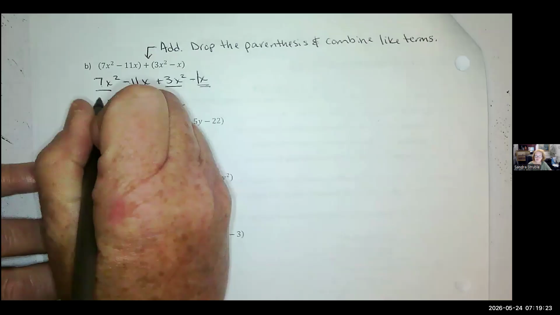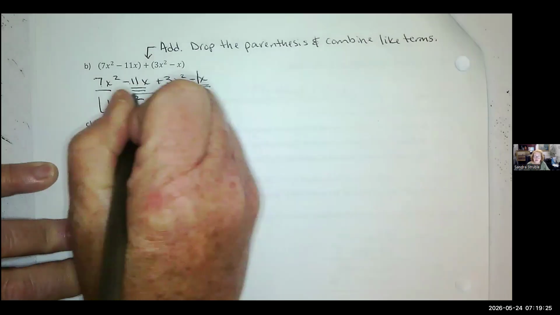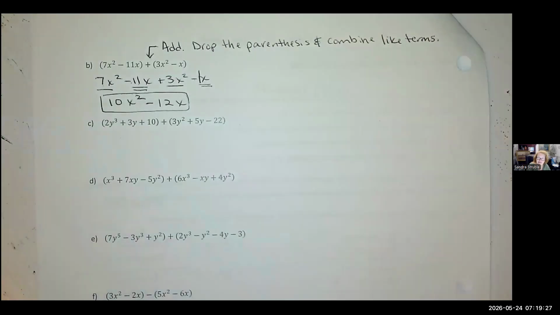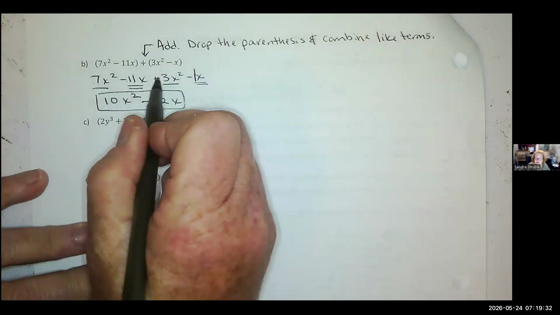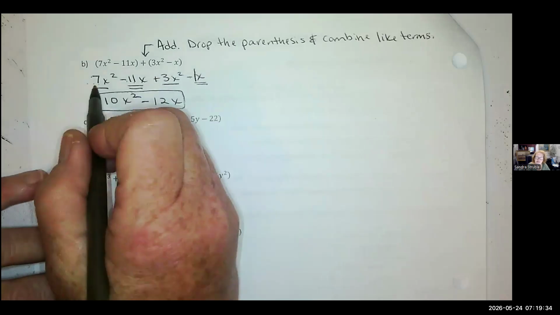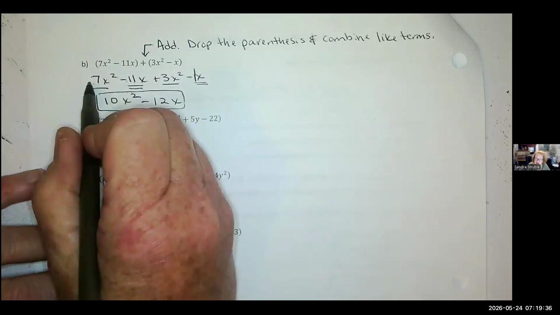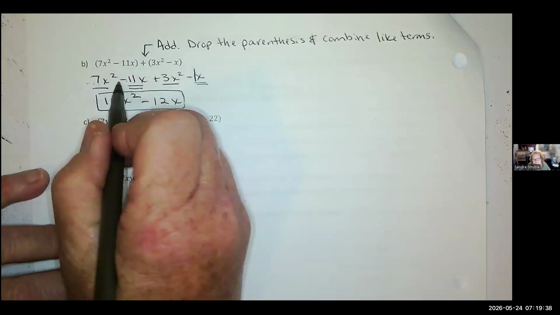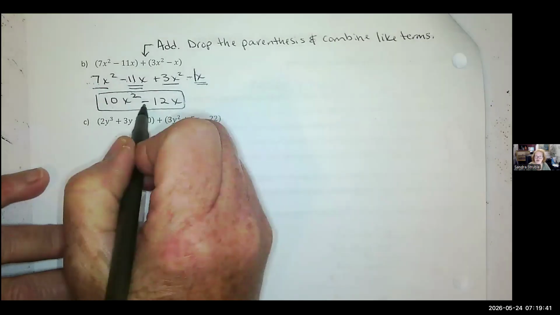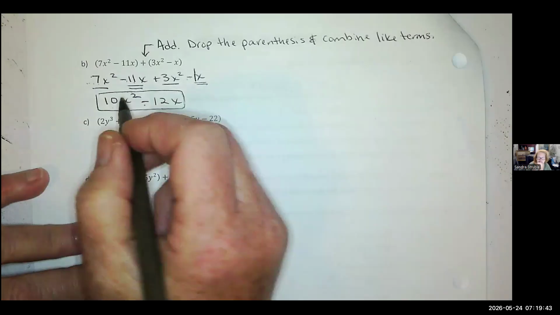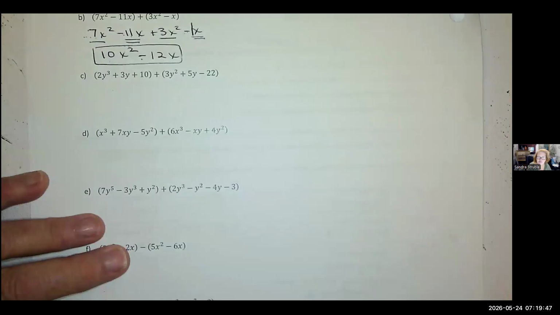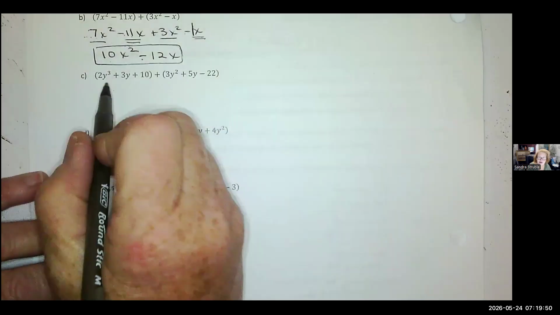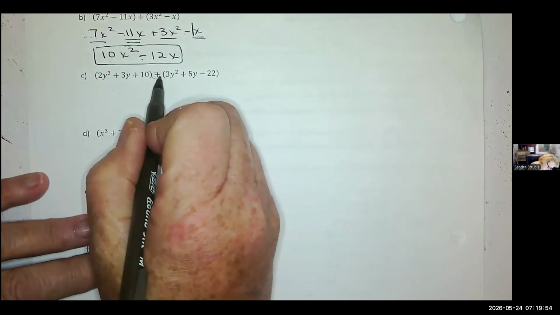If you don't know these little rules, write them down as I say them. When the signs are the same, like the 7 and the 3, they're both positive. When the signs are the same, you add, which we did, and you keep the sign, which is positive. That's just it whenever you're adding and subtracting. Not multiplying or dividing. Again, we've got an addition here. So we're just going to drop the parentheses and combine like terms. I'm going to come over here and do this one. Give myself a little room.